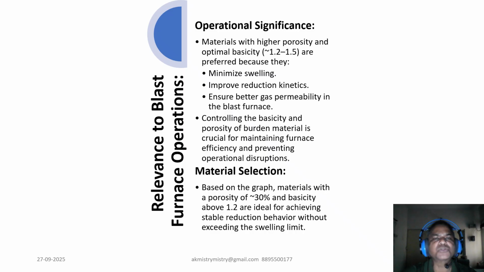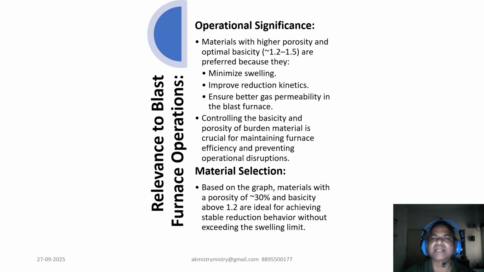Now high basicity also improves the slag fluidity, which helps accommodate volume changes, and this has a significant relevance to the blast furnace operation. So materials with a higher porosity and optimal basicity of around 1.2 and above are preferred because they minimize swelling phenomena. Improved reduction kinetics also help, and we have to ensure better gas permeability within the blast furnace. There is no doubt about it.